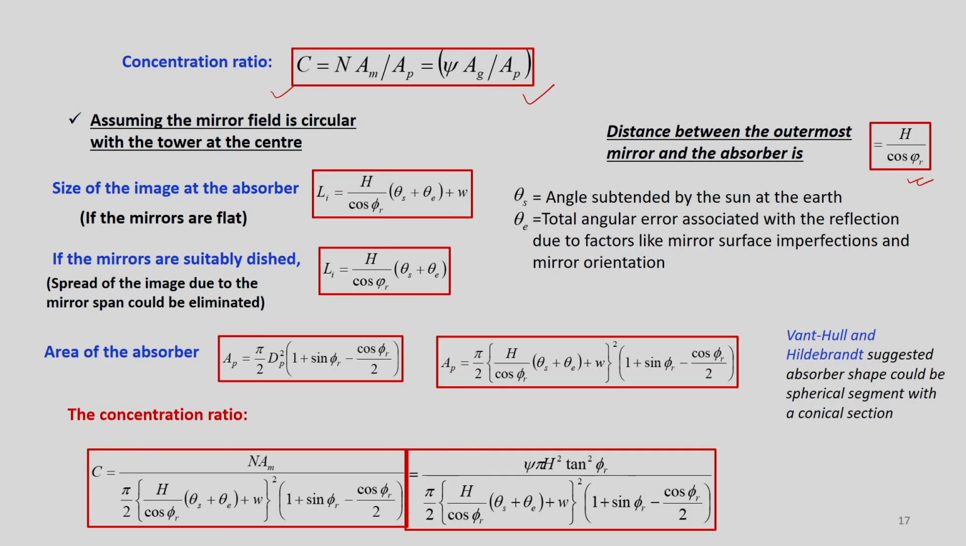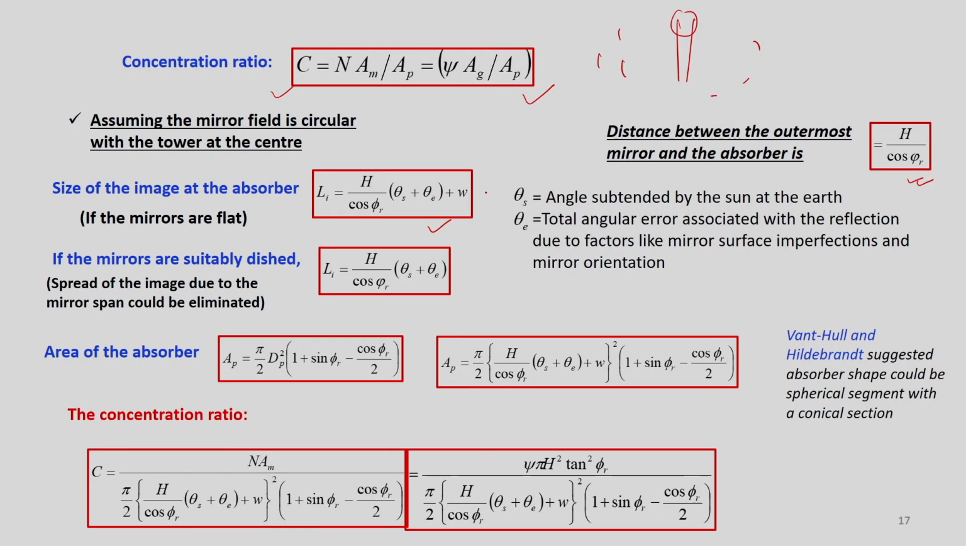When we are interested to investigate the size of the image at the observer, then we must assume something. The assumption is the mirror field is circular with the tower at the center. So, all the mirrors are there and the receiver will be at the top. If the mirrors are flat, then the size of the image at the observer can be expressed by Li, which is nothing but h by cos of phi r times theta s plus theta e plus w.